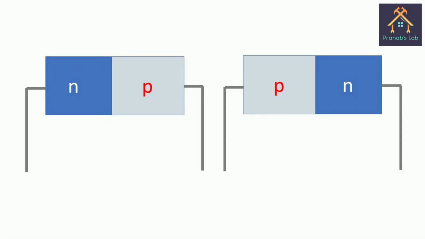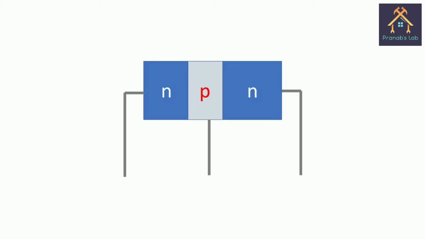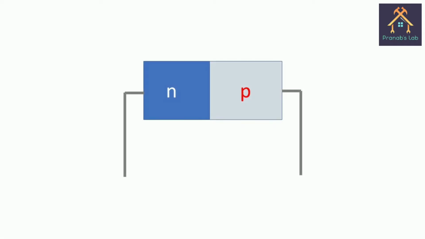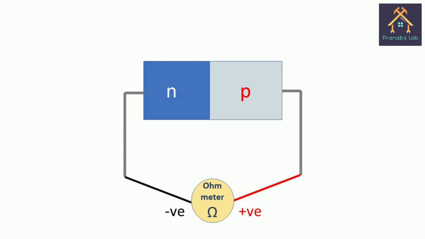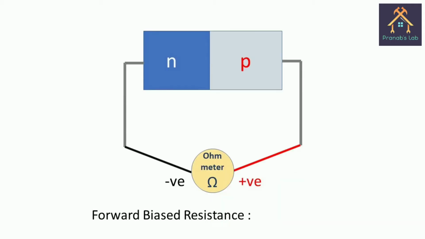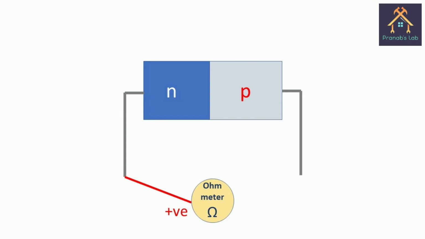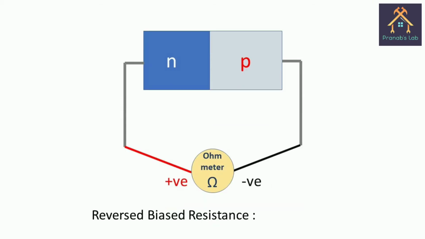A transistor is like two PN junction diodes connected back to back. Let's assume this is a PN junction diode and we have to test the resistance of this. The positive side of the ohm meter is connected with the P terminal and the negative side of the ohm meter is connected with the N terminal of the diode. The resistance value shown in the ohm meter is called forward biased resistance and a low resistance value will be shown. Now, if we change the terminal of the ohm meter, then the resistance value shown is called reverse biased resistance and the magnitude of the resistance is very high.